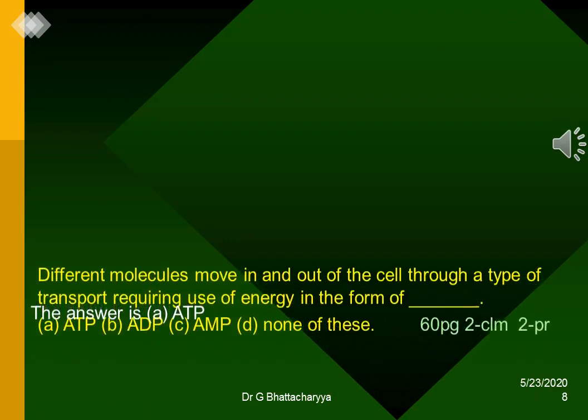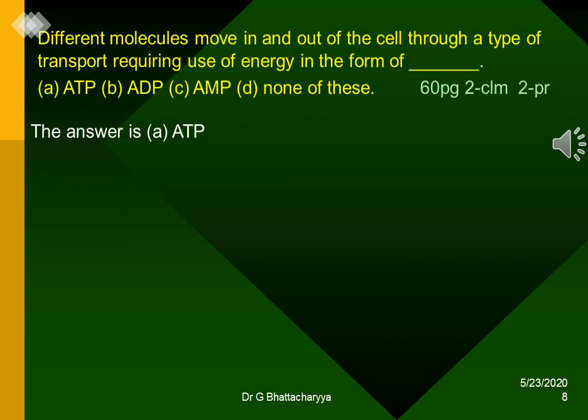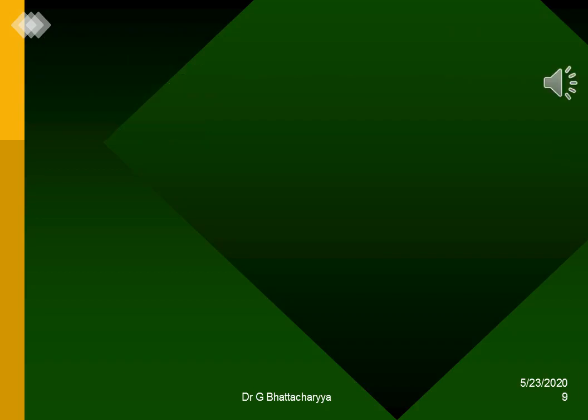Different molecules move in and out of the cell through a type of transport requiring use of energy in the form of dash. A. ATP, B. ADP, C. AMP, D. None of these. The answer is ATP, full form adenosine triphosphate.